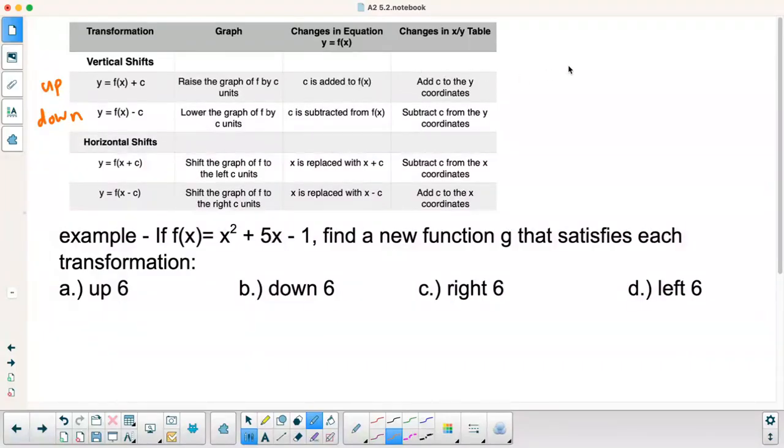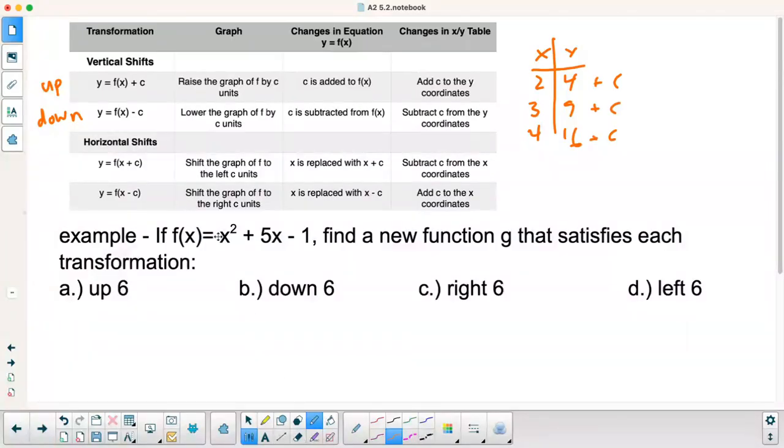Now, if I had an XY table, with x values 2, 3, 4, and y values 2 squared, 3 squared, 4 squared. If I wanted to shift it up, I would just add c to all these y coordinates. Usually it'll be a number, like move it up 3 units, so I'd add 3 to all those numbers.